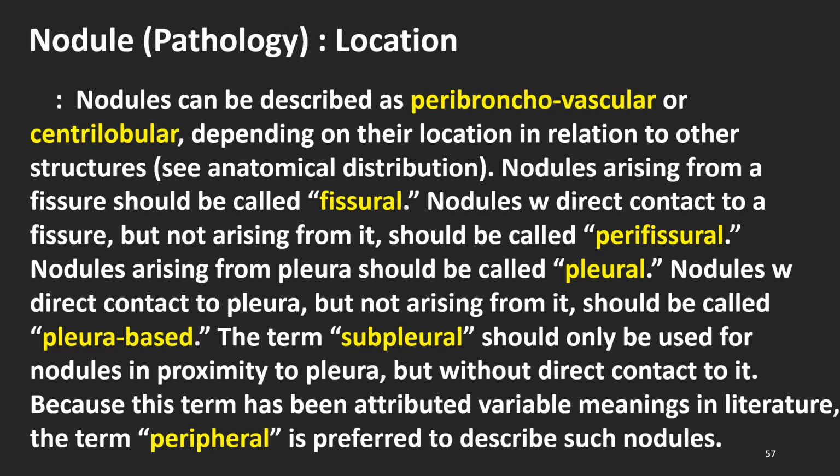Nodules with direct contact to pleura but not arising from it should be called pleura-based. The term subpleural should only be used for nodules in proximity to pleura but without direct contact to it. Because this term has been attributed variable meanings in literature, the term peripheral is preferred to describe such nodules.